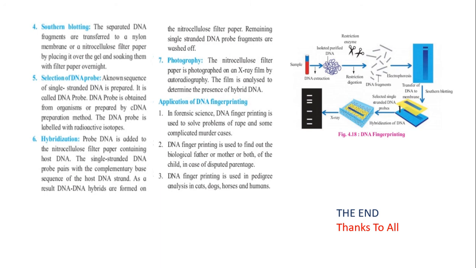First application, in forensic science, DNA fingerprinting is used to solve problems of rape and some complicated murder cases. Second application, DNA fingerprinting is used to find out the biological father or mother or both of a child in case of disputed parentage. Third application, DNA fingerprinting is used in pedigree analysis in cats, dogs, horses and humans.